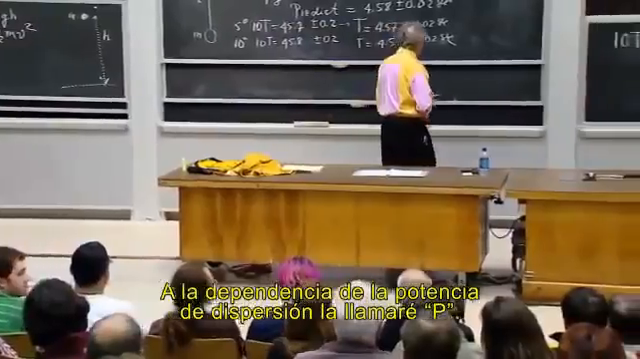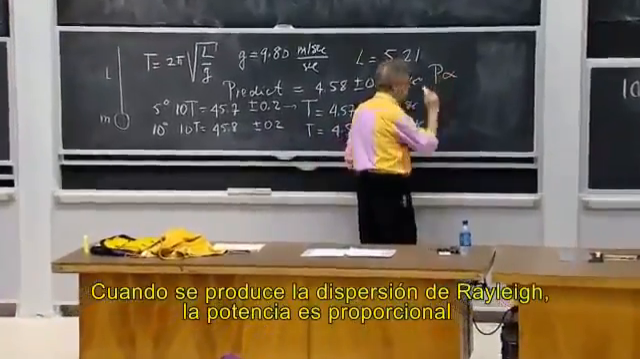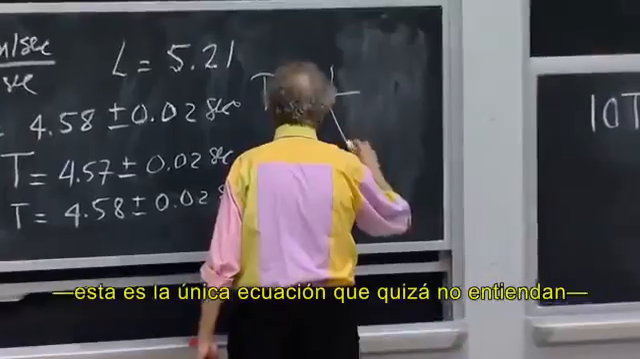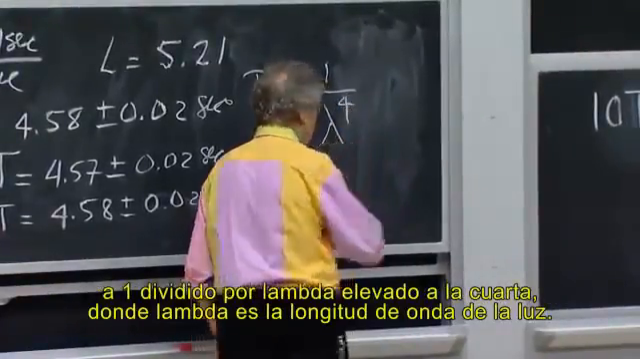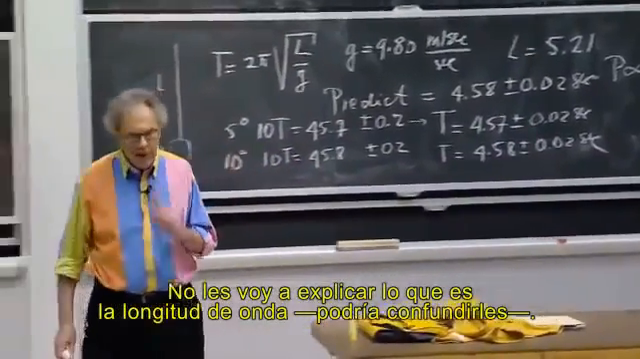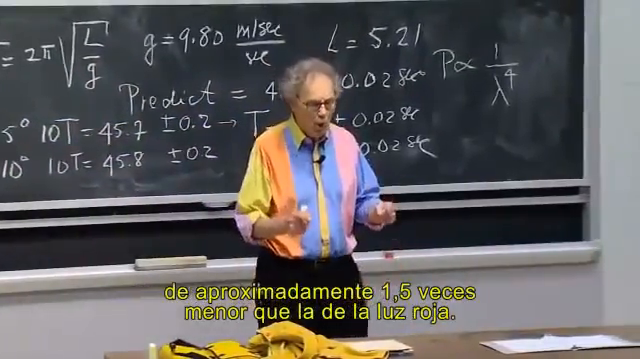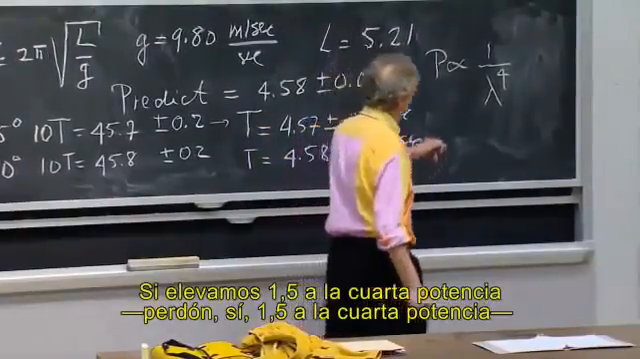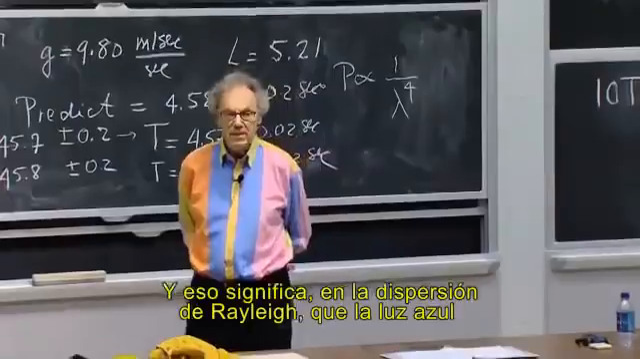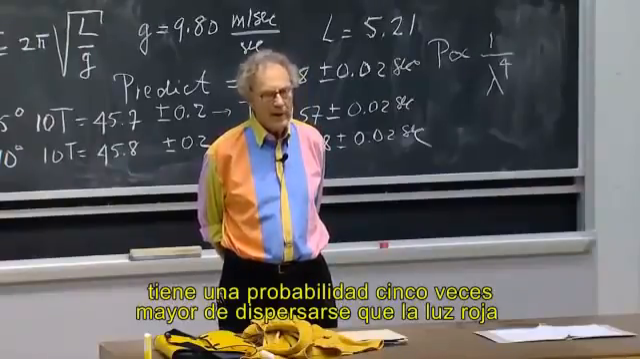The power of scattering, I'll call that P, is proportional, when we have Rayleigh scattering, to 1 over lambda to the 4th. This is the only equation that may bother you, and lambda is the wavelength of light. I will not bother you with what the wavelength of light is. But I will tell you that blue light has a wavelength which is about 1.5 times lower than red light. And so if you take 1.5 to the power 4, you get 5. That means in Rayleigh scattering, blue light has a 5 times higher probability to scatter than red light.